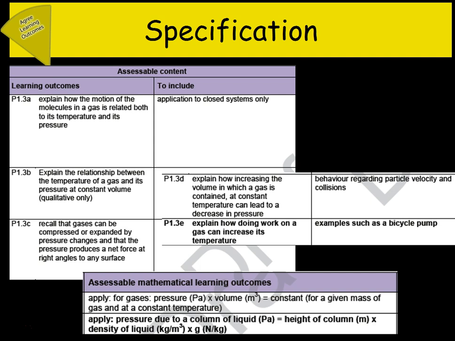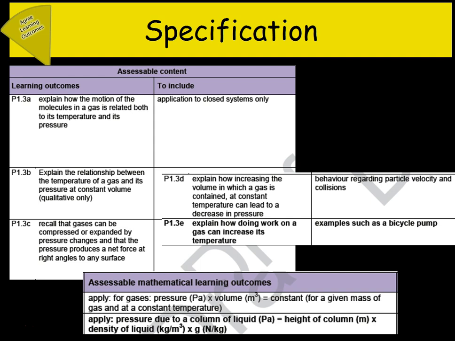P1.3, which is about pressure for the OCR 1-9 GCSE. The first two thirds of this video are for combined science, and then the last section is for triple students only. So I will mention that when we get to that point.